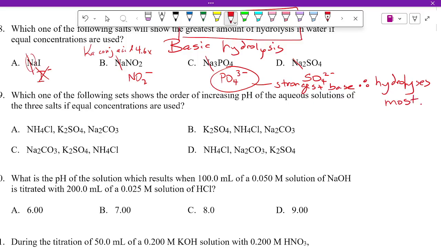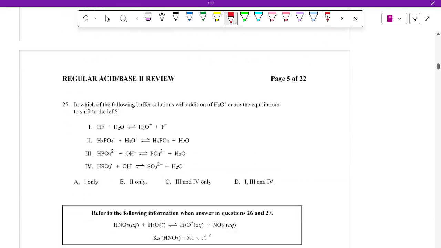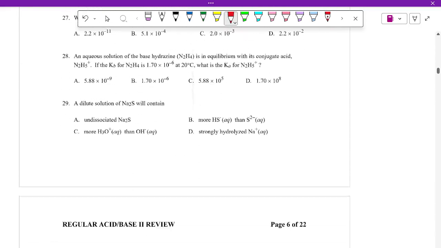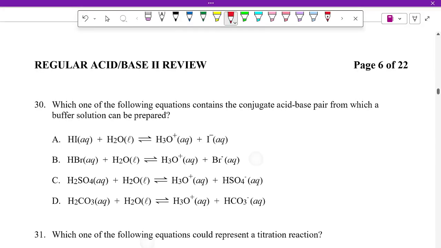All right, next. Number 30? Yep. Which of the following equations contains the conjugate acid-base pair from which we can make a buffer solution? Tell your partner the things you need to make a buffer solution.